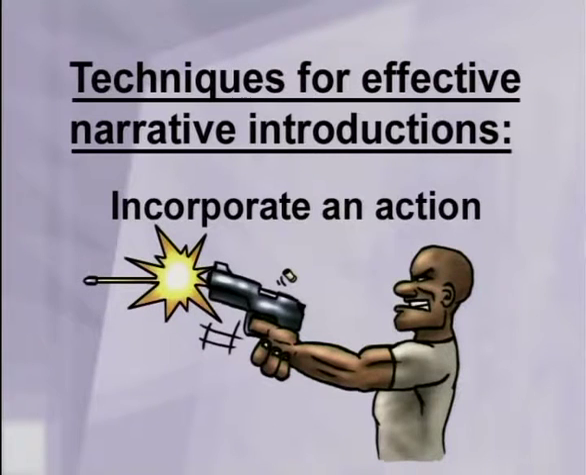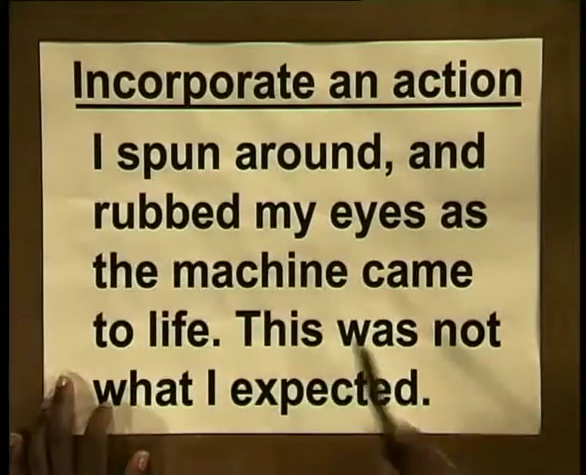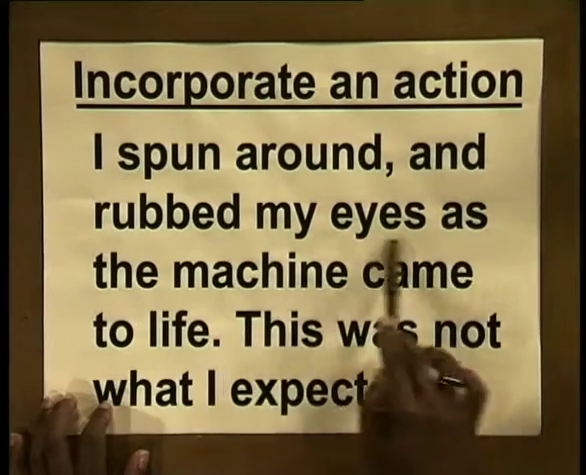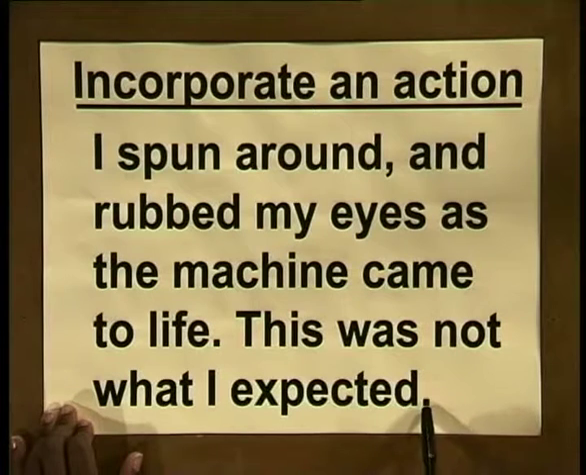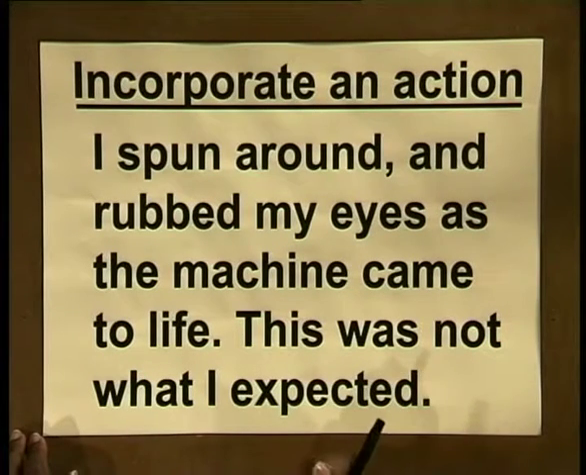So the first technique you could try is to incorporate an action. For example, you could say, "I spun around and rubbed my eyes as the machine came to life. This was not what I expected." This immediately brings the reader into the action and starts the narrative off in a lively way. One way of using action to begin your narrative is, instead of giving all the background information first, you start with the action and then have a flashback to show how you got to that situation in the first place.